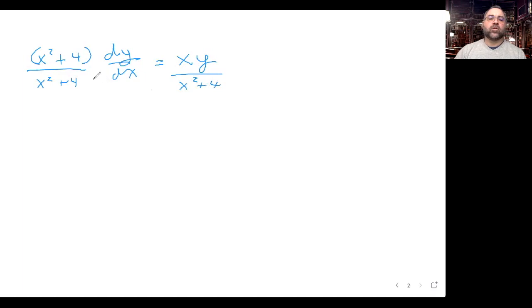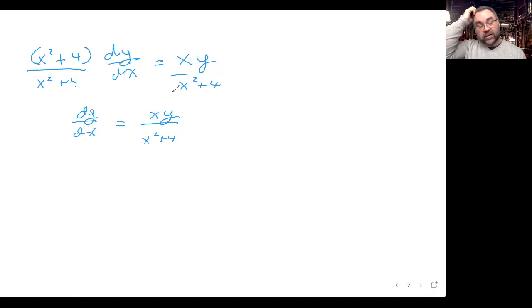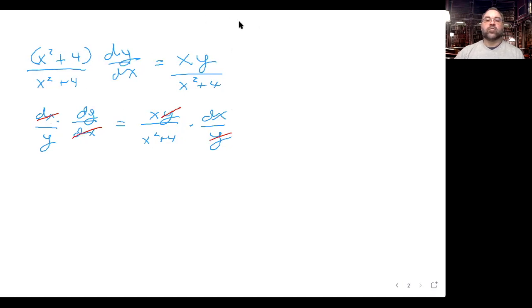Okay, and then of course, I have dy/dx equaling xy over x squared plus 4. Now, of course, the y, I want to move it to the left, and I need to get the dx to the right. So let's do this. Let's multiply by dx over y on both sides. Kind of two moves in one here. The y's will cancel out on this side, and the dx's will cancel out on this side. And so we get a nice function here: dy over y equaling x dx over x squared plus 4.